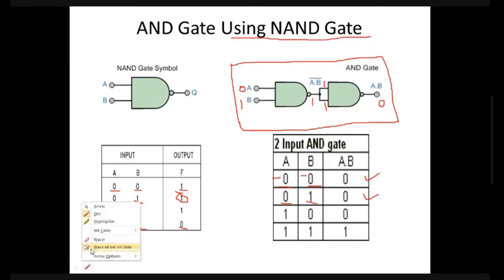Okay, now we will move forward to the next condition. What is the next condition? The next condition is A equal to 1, then B equal to 0. What is the NAND output here? 1 is here, 0 is here. The NAND output is 1.